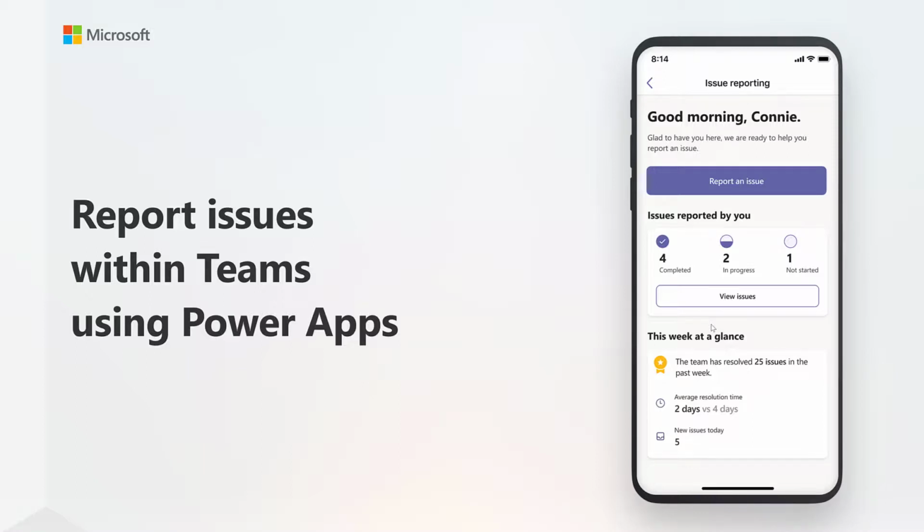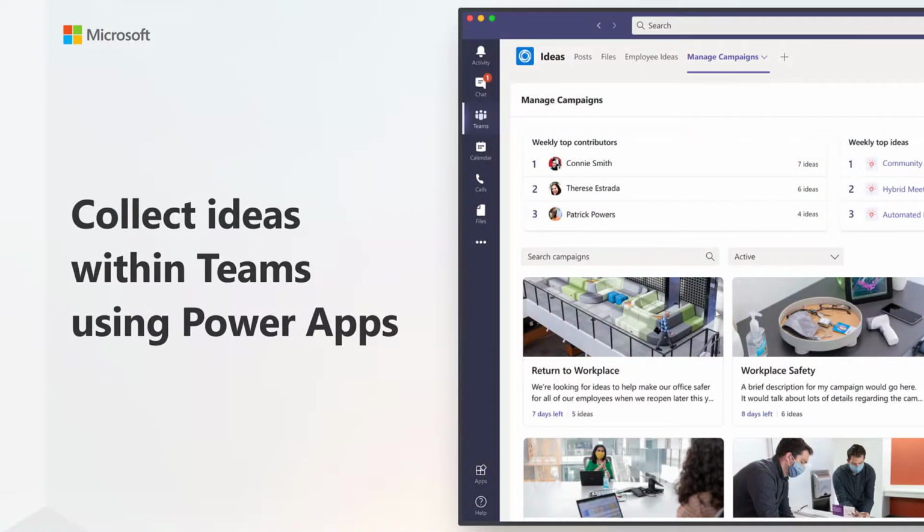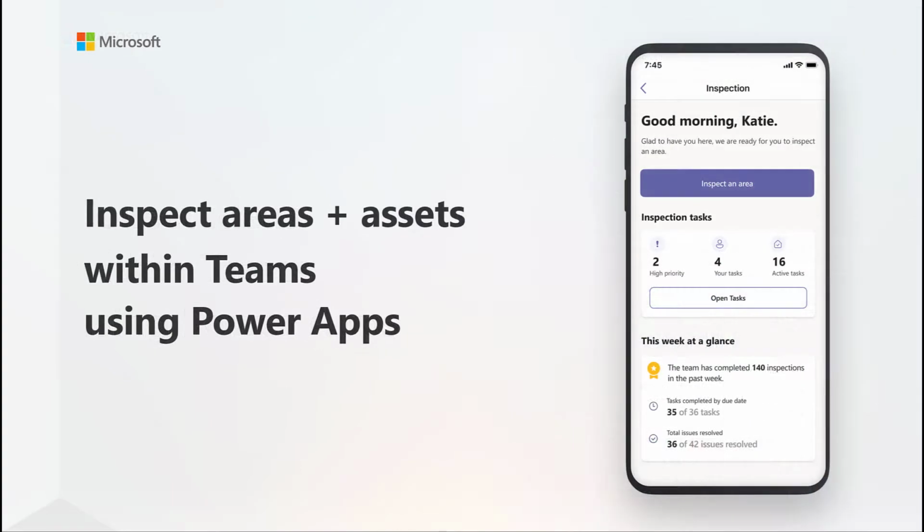But that's not all. Look for these other apps in the Teams store. With the Ideas app in Microsoft Teams, you can set up campaigns. Users can submit ideas, and they can vote for the ideas that they like the best. And with the Inspection app, you can easily inspect your valuable assets, facilities and locations, create configurable inspection forms, and view historical inspection insights to ensure that your inspections are happening and be alerted about any issues.